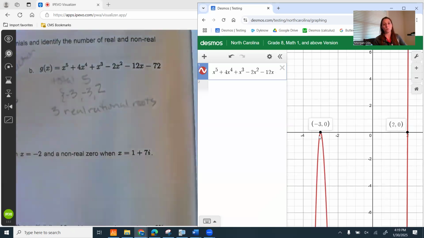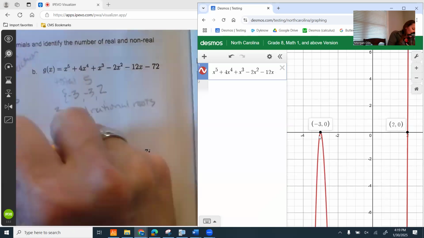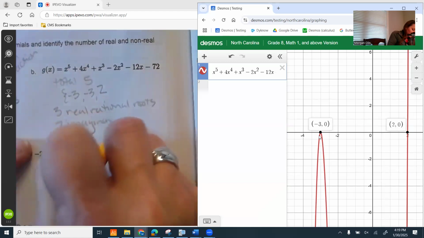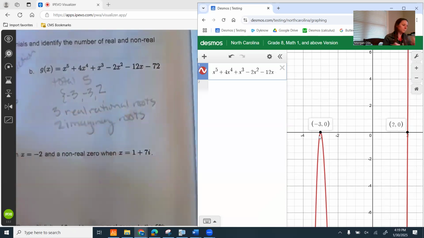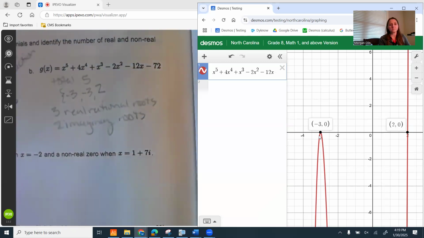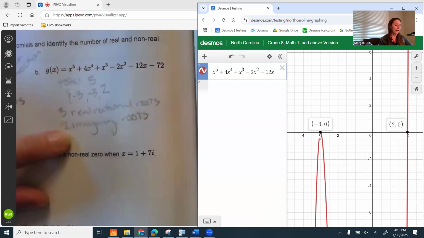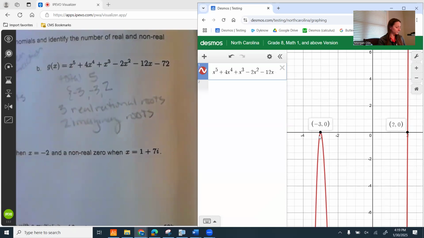Okay, well, do I see any more? No. So I have 2 imaginary roots here. All right, for a total of 5. Count -3 twice into that, so then you can add those up all together.